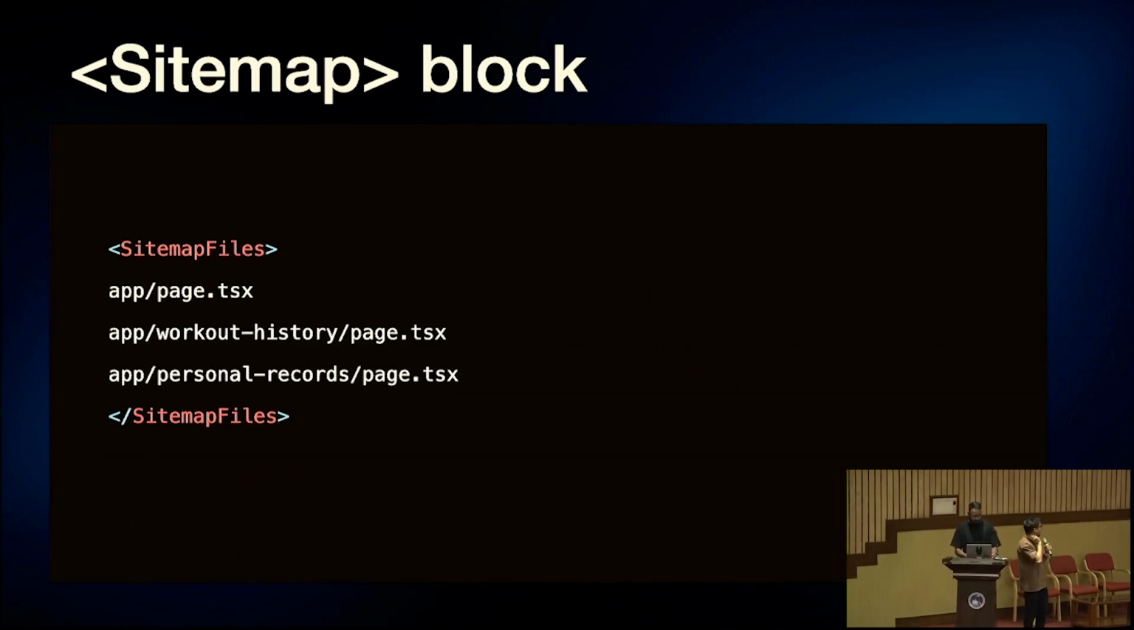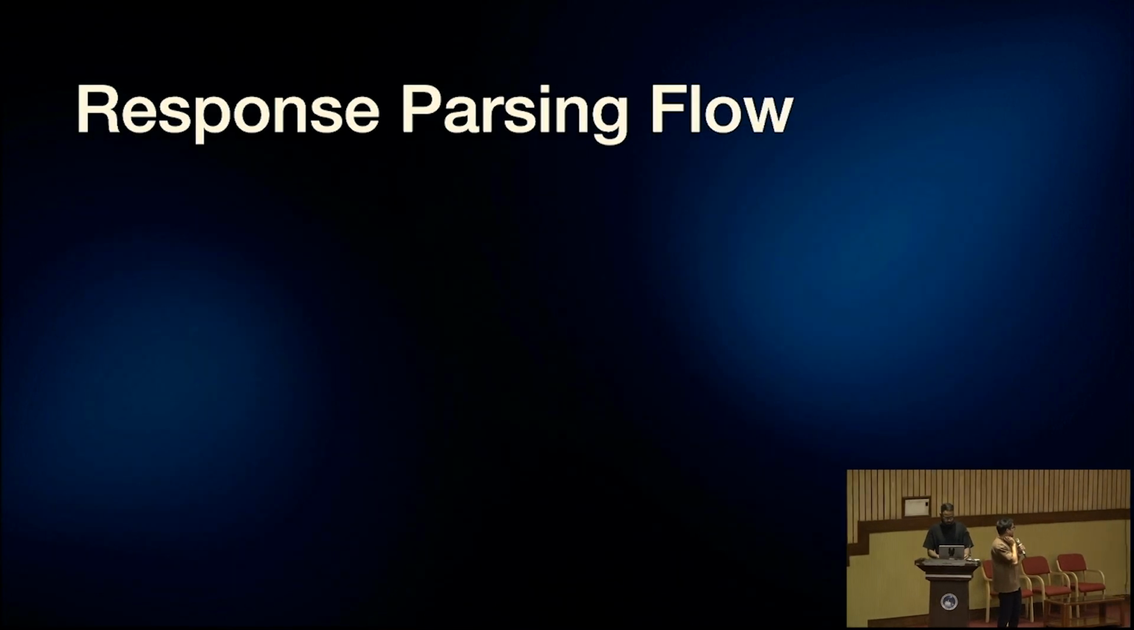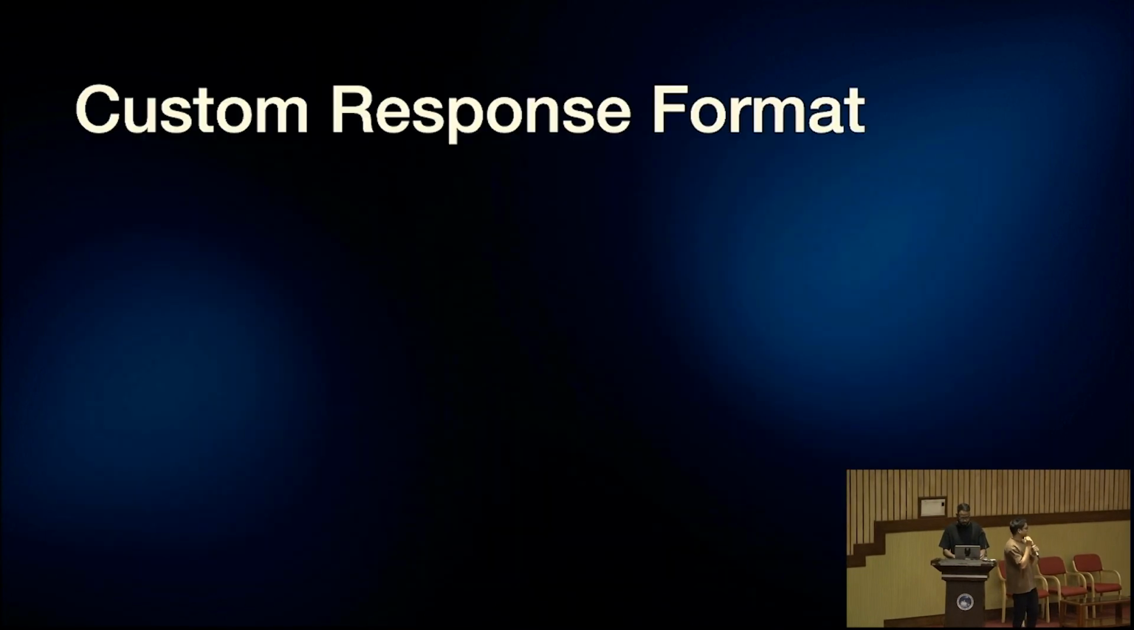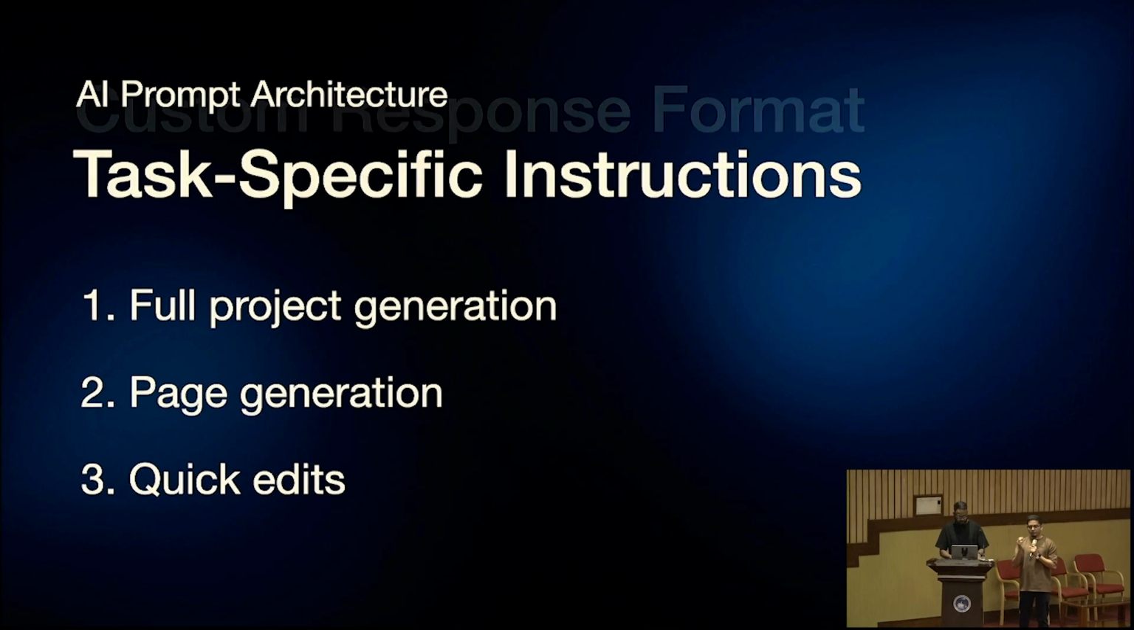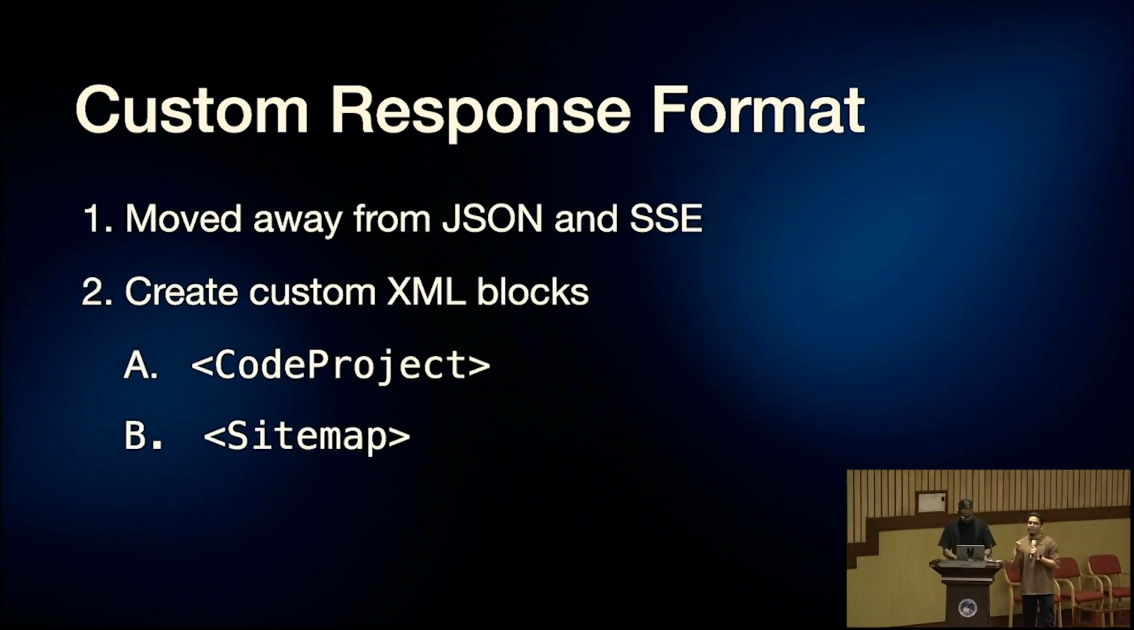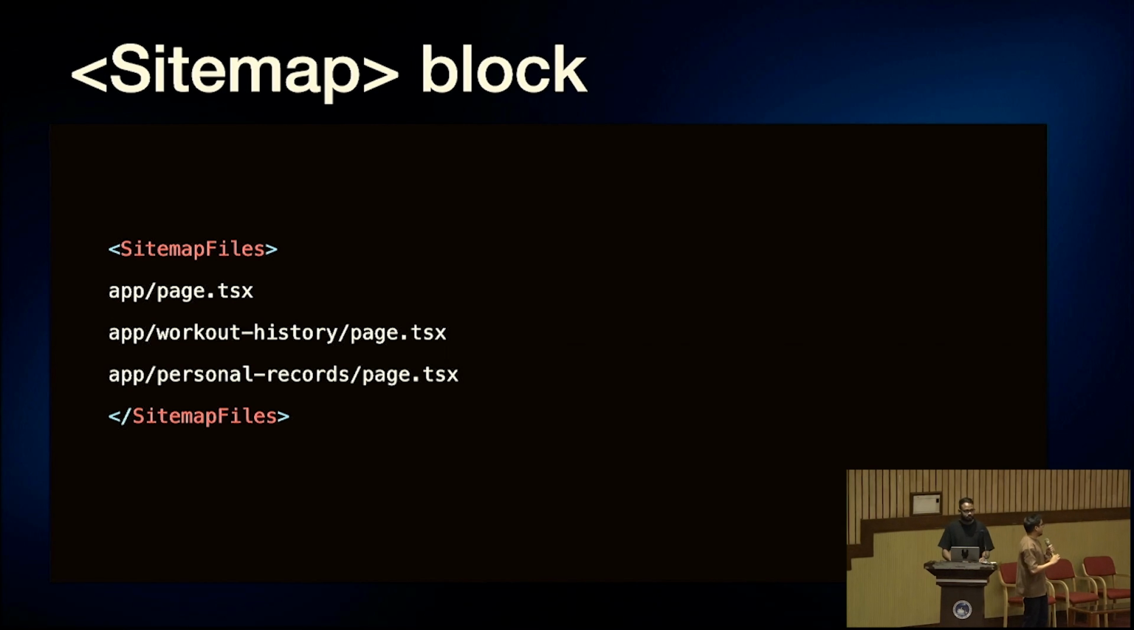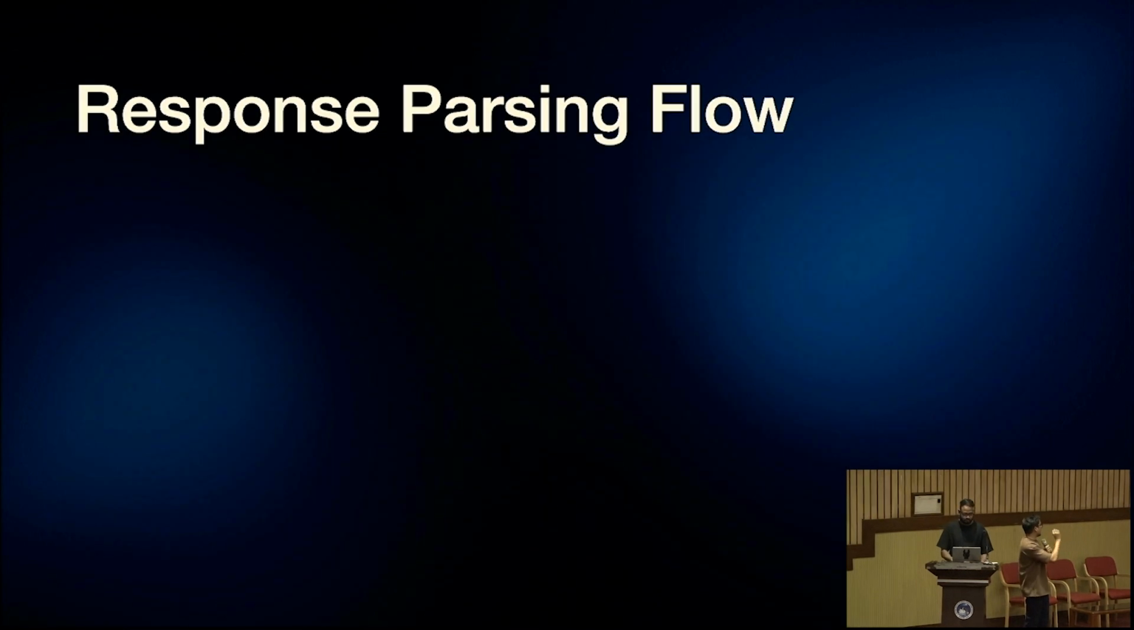So we have something called code project XML blocks. We have got the sitemap block, and we have got these two, and then we have got the quick edit as well. So how do we get the content of specific files? So we ask the AI to generate things in code project block itself.